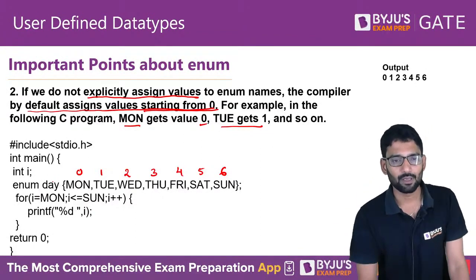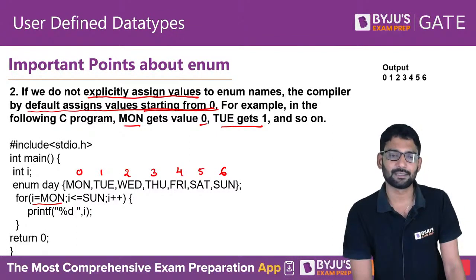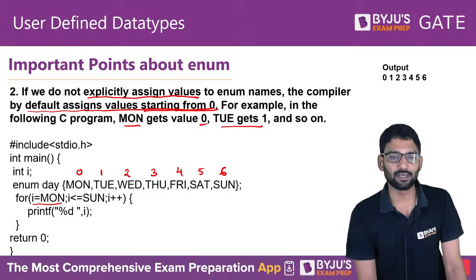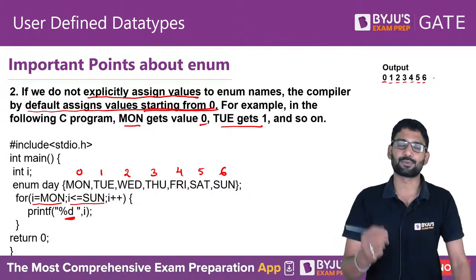Now, if you try to print it, I equal to Mon to Sun, print I. So what would be printed? 0, 1, 2, 3, 4, 5, 6 gets printed.